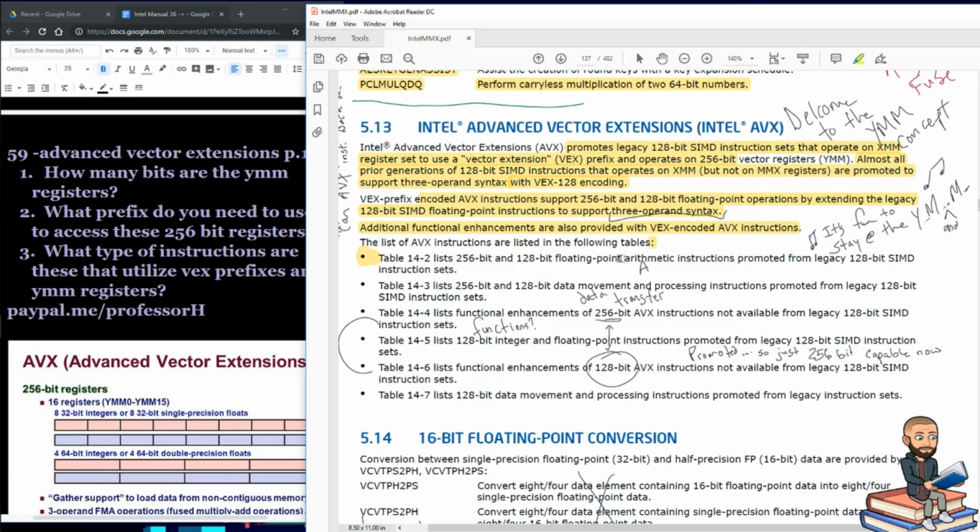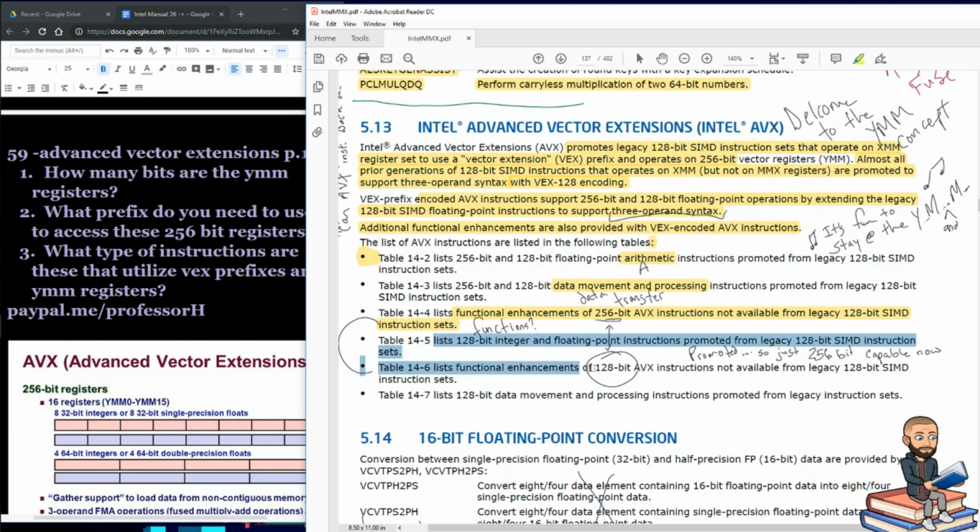So similar as before, at the beginning of this section, they're going to say we have these arithmetic type of instructions, and then we have data transfer, they say data movement, and processing instructions. Right? All of this is similar to what they've been saying before as each extension comes out. But this right here sounds pretty new in terms of functional enhancements. And look, it specifically says these enhancements, these functions, were not available from the legacy 128-bit SIMD instruction sets. So that's all those SSE instruction sets we just finished reading about. AVX is like the new dawn of instruction extensions.